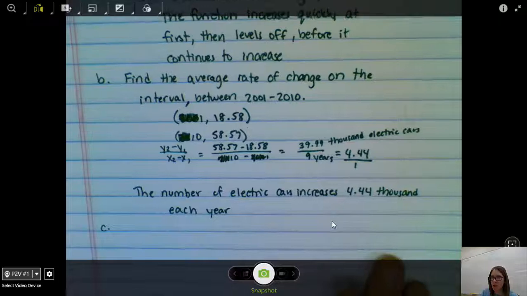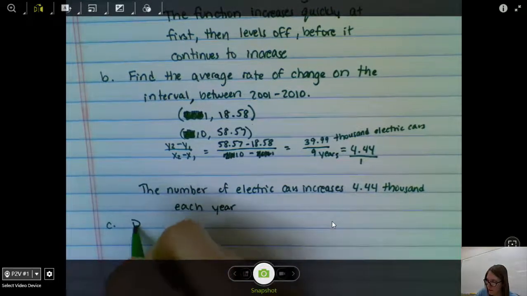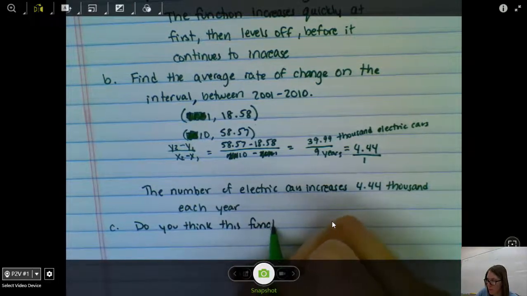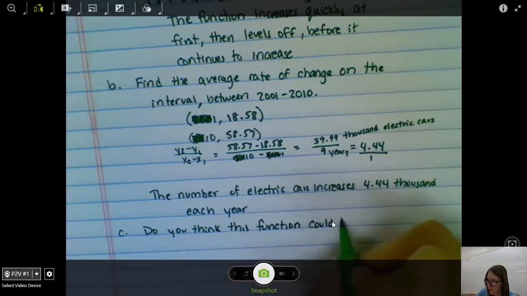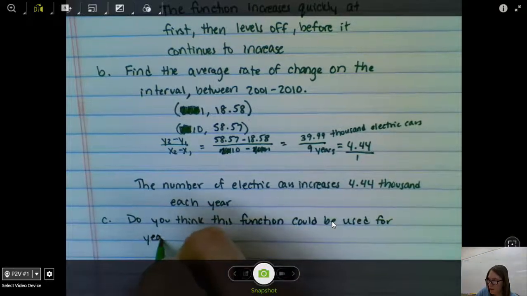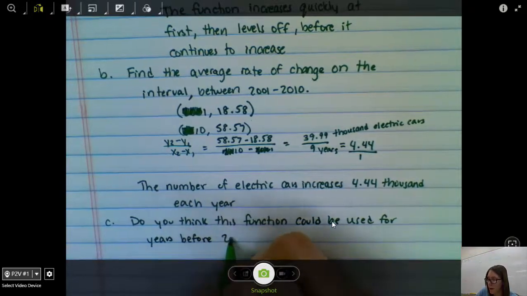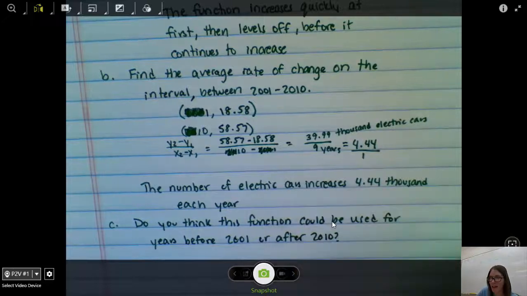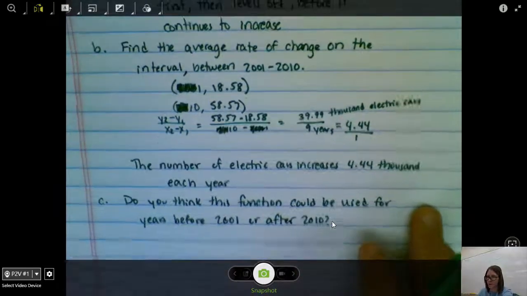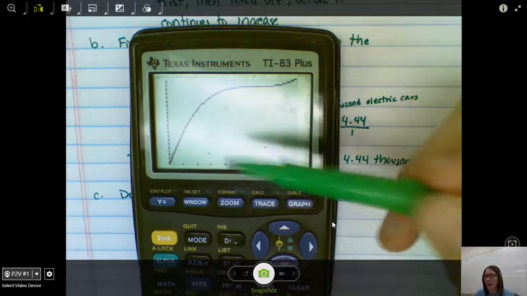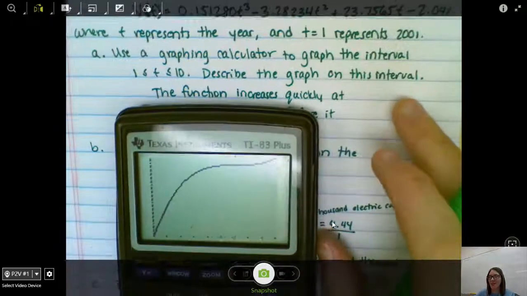And then part C, just one other thing to think about here. Do you think this function could be used for years either before 2001 or after 2010? Oh, let's look at our graph again for a second. My graph looks like this. Let's look at our equation again for a second too.